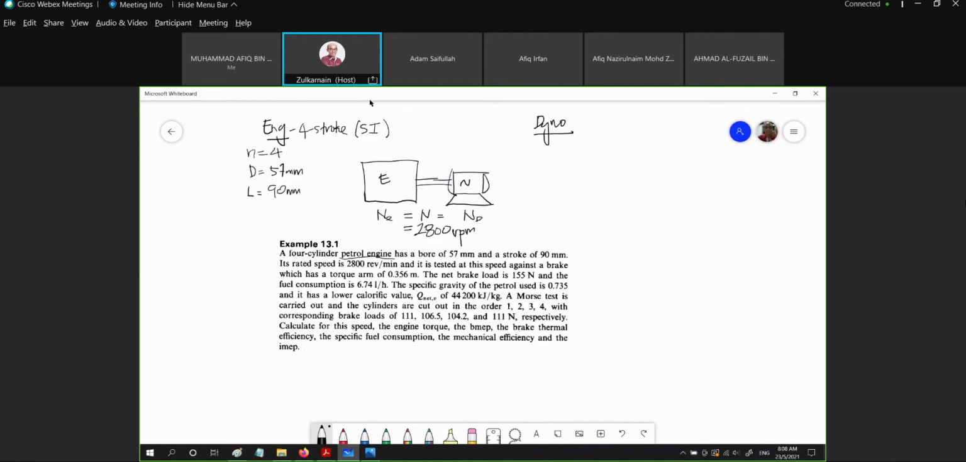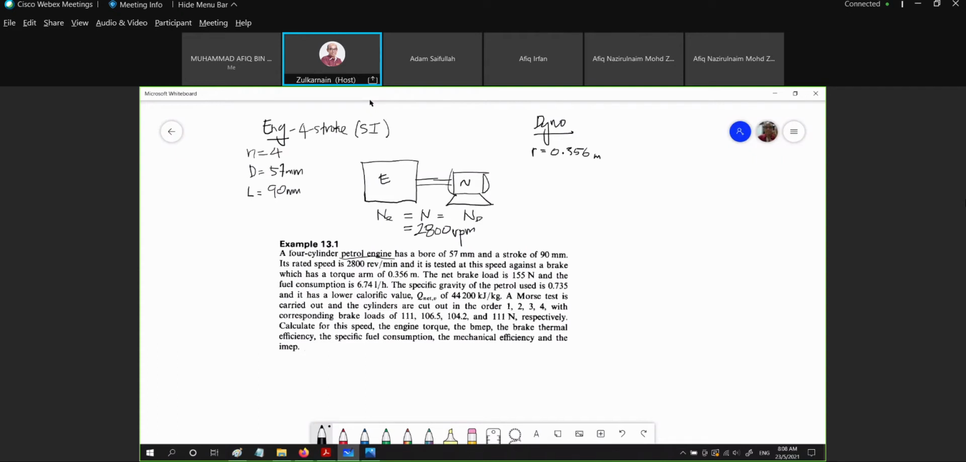And it is tested at this speed against a brake which has a torque arm. So torque arm ni adalah untuk apa? Torque arm ni adalah untuk kita punya dyno punya parameter. So torque arm usually dyno, dia punya torque arm, dia punya symbol is R. R is given as 0.356 meter.